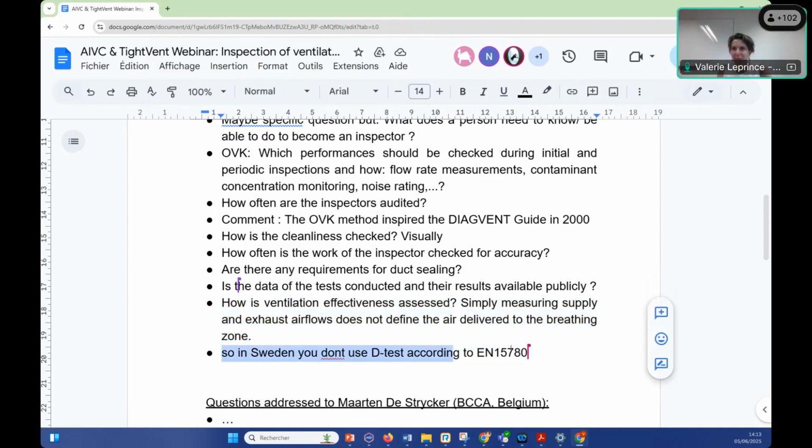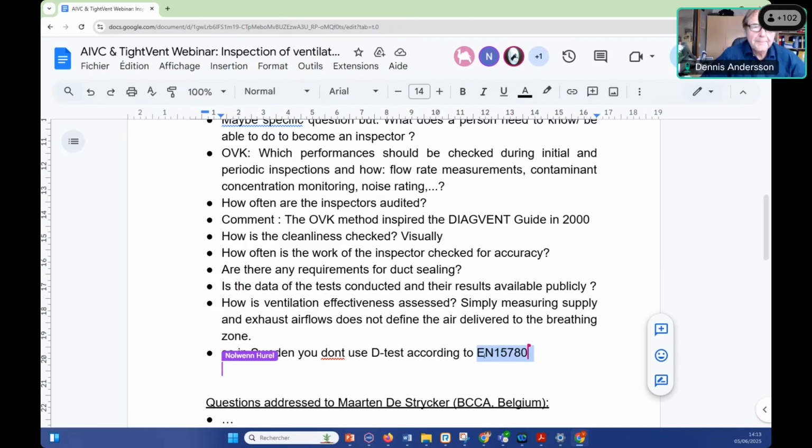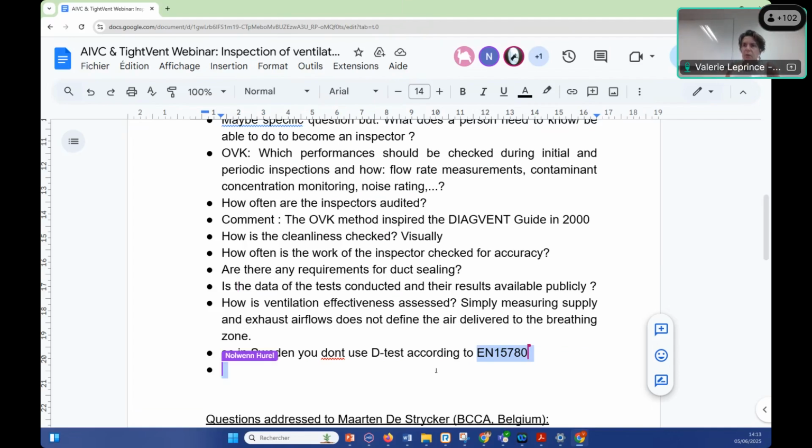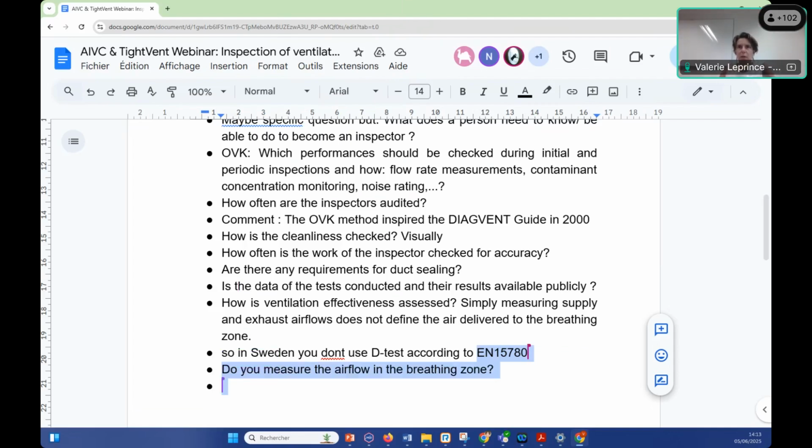So we are back to the question of the cleanliness of ductwork now. So in Sweden, you don't use the D test according to EN 15780. This is the standard about the cleanliness of ductwork, but this standard is not required to be used in the context of the OVK, right? No, it isn't. So you only comply with doing the visual assessment. Yes. And of course, as you said, the airflow is number one. It's the most important thing.